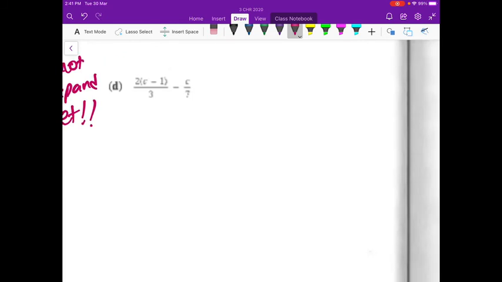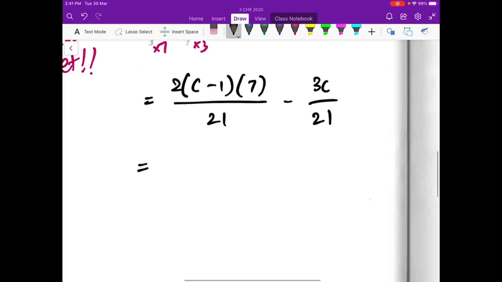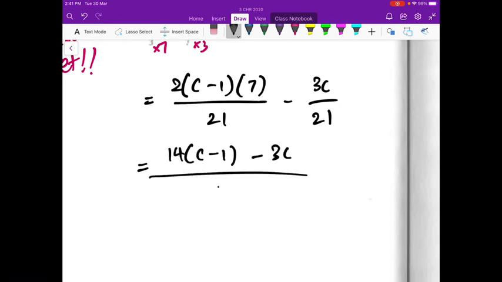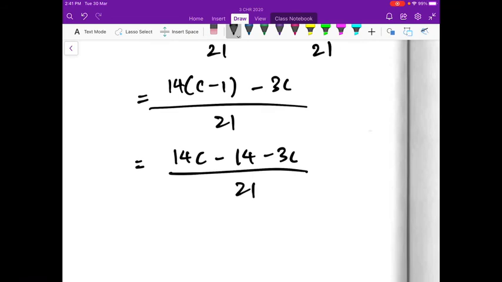What is the common denominator? Okay, good. Times 7. Then this one times 3. So 2 times c minus 1 times 7 over 21 minus 3c over 21. Now we combine. 2 times 7, 14, c minus 1 minus 3c, over 21. Now we expand. 14c minus 14 minus 3c over 21. 14c minus 3c, 11c minus 14 over 21.